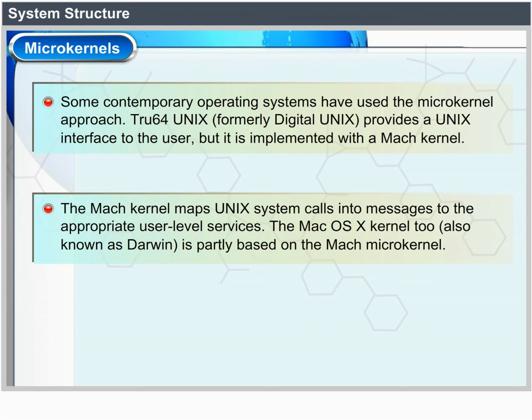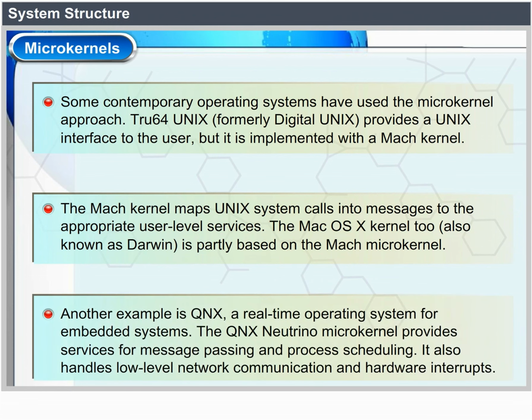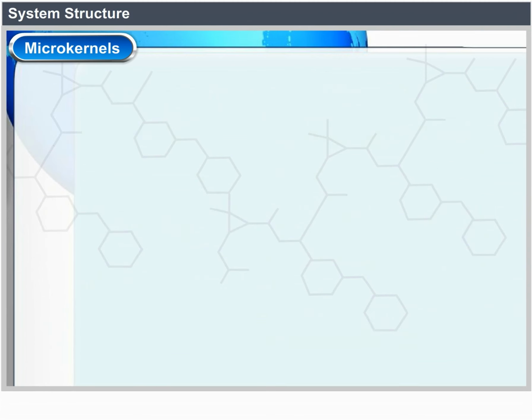Another example is QNX, a real-time operating system for embedded systems. The QNX Neutrino microkernel provides services for message passing and process scheduling. It also handles low-level network communication and hardware interrupts. All other services in QNX are provided by standard processes that run outside the kernel in user mode.